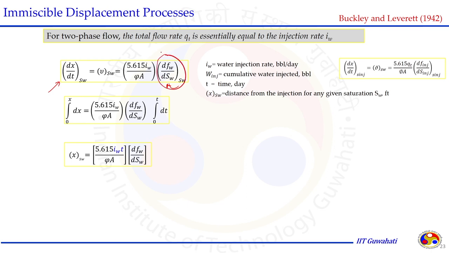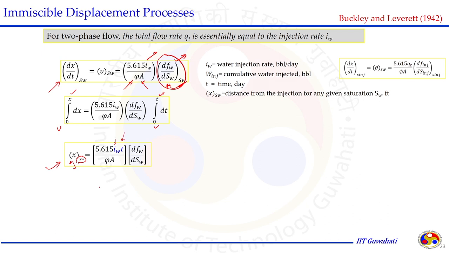We can take it at a particular saturation, where this will be the constant, otherwise the fractional flow is changing with respect to saturation. And we already assume the injection rate is constant, phi is constant, area is constant. If we integrate this from 0 to x length, that is traveled by the front from 0 to t time, we are going to get this simple equation. This x is a function of SW, the saturation, and then we have the injection rate of water here, time, and then the other parameter.